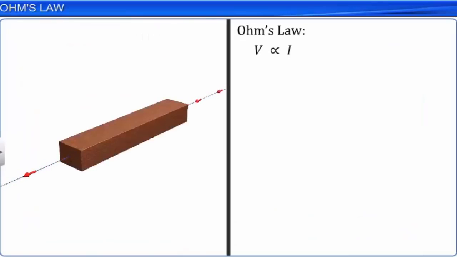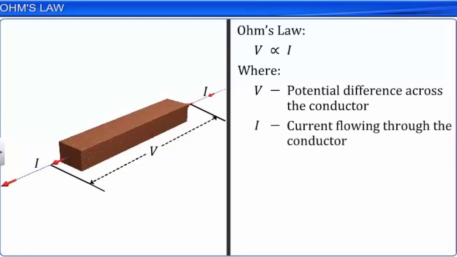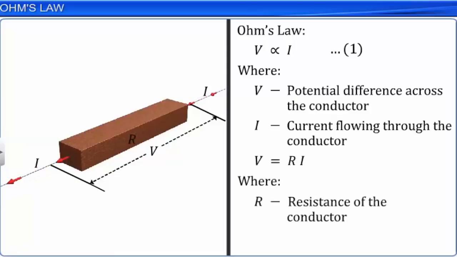Ohm's law states that V is proportional to I, where V is the potential difference across the conductor and I is the current flowing through the conductor. Let this be equation 1. To replace the proportionality sign by equality, we introduce a constant and write equation 1 as V is equal to Ri, where R is the constant of proportionality and is called the electrical resistance of the conductor. Let this be equation 2. The SI unit of resistance is ohm.